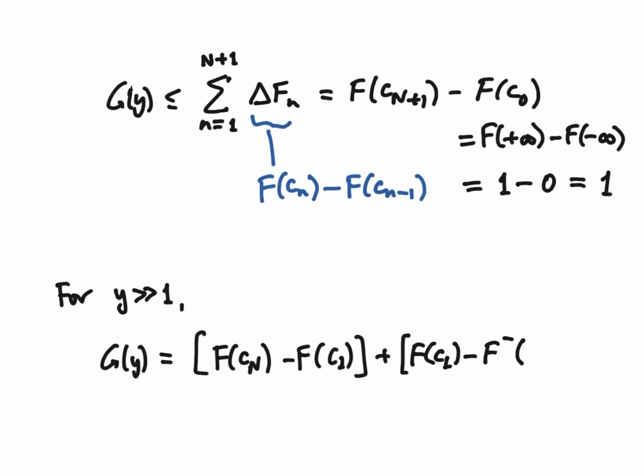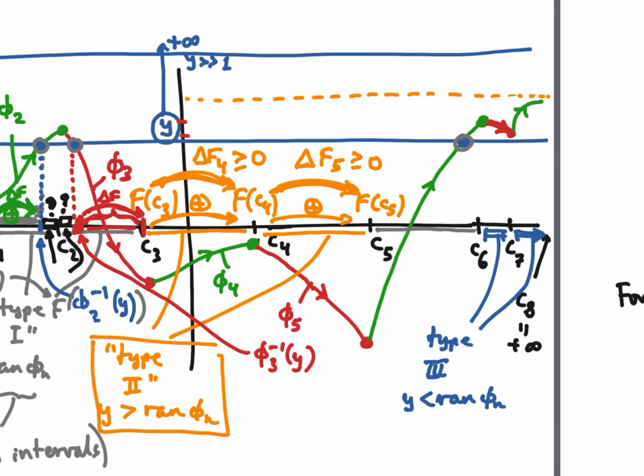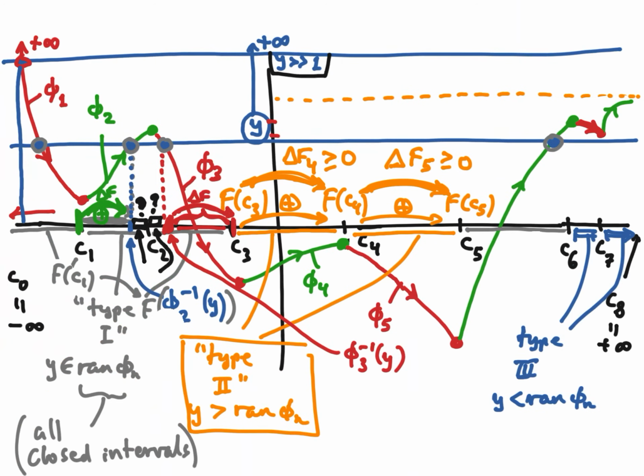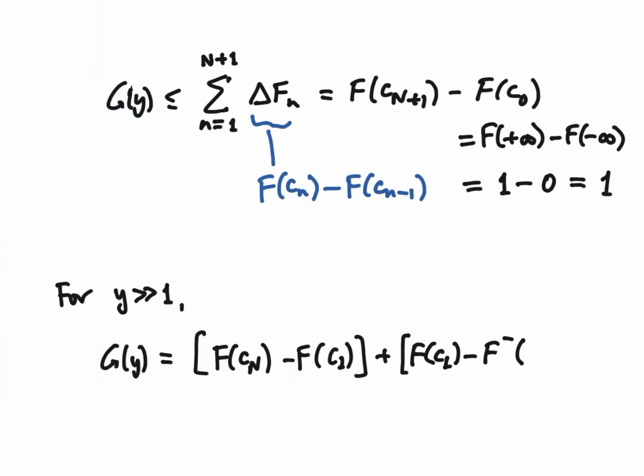So I said 4 combinations, but I'm wrong about that. There are actually more combinations, because it depends not only on whether the two ends are unbounded or have horizontal asymptotes, but also on whether the two ends are increasing or decreasing. And there are already 4 combinations for those. So I guess we have 4 times 4 possible combinations. But I'm just illustrating the one in this picture, the case that's actually pictured here with this large value of y. So the formula was f of c1 minus f upper minus at phi 1 inverse of y.